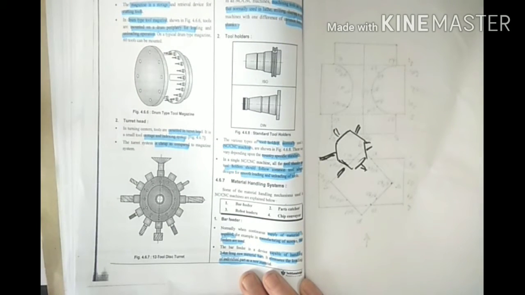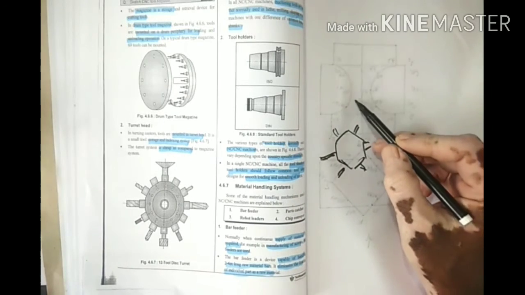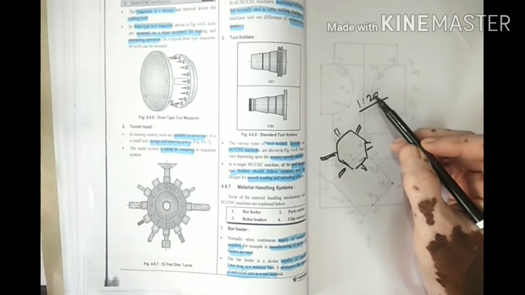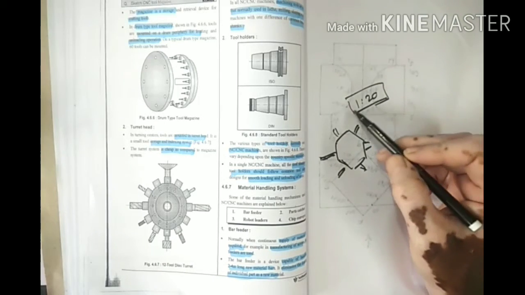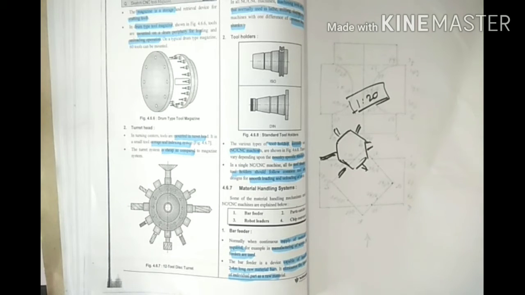They may depend upon country specific standards. As we know there is the Morse taper, 1:20. So each country has its own standards, and according to them these tool holders are made. In a single CNC machine, all tools, stands and tool holders should follow a common tool adapter designed for smooth loading and unloading of tools.